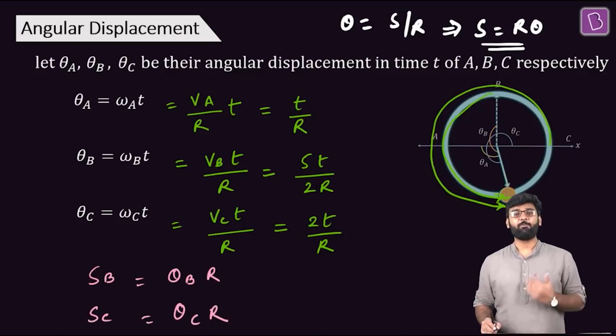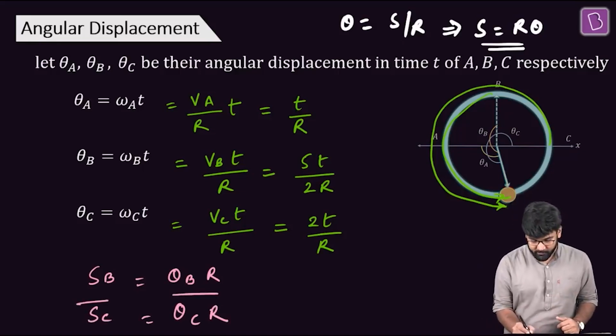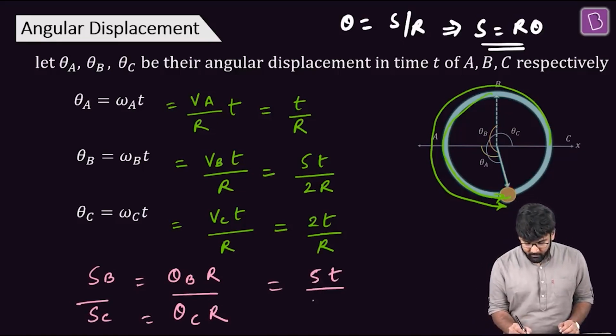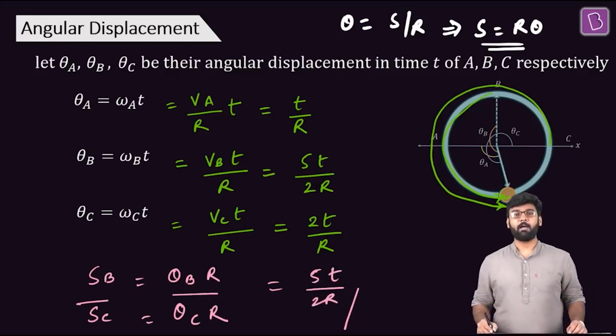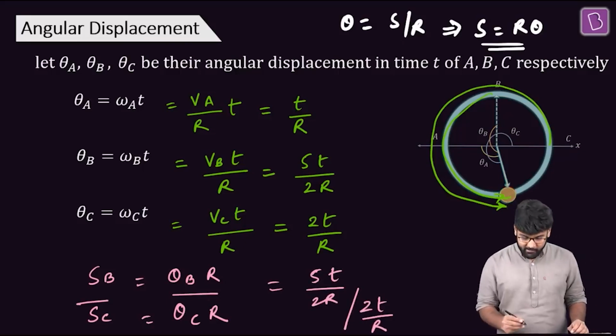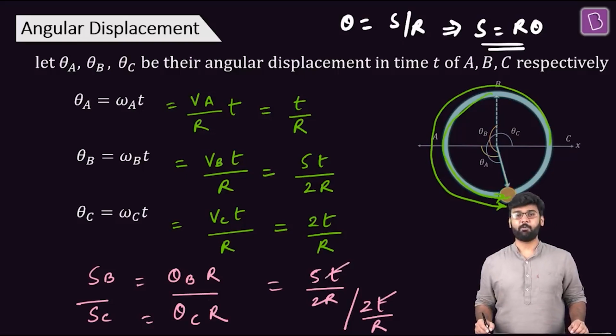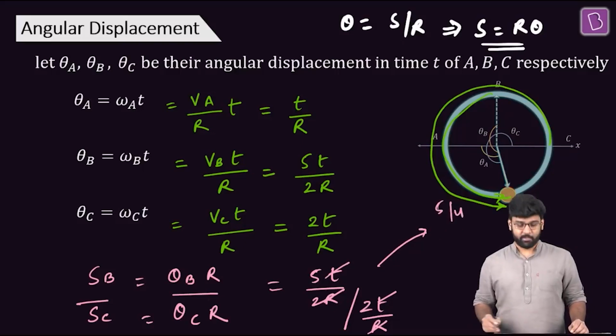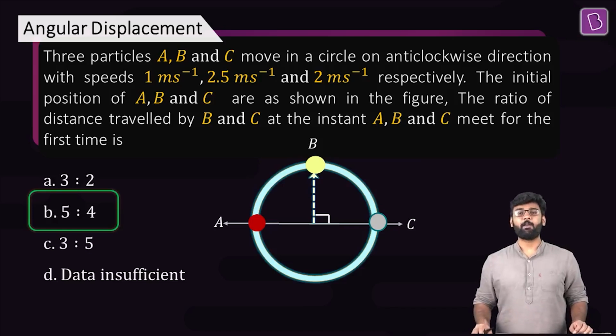And as we know, we need to find the ratio here. So let's divide these two terms. So we have theta B with us. Theta B is 5T by 2R and theta C is 2T by R. So cancel the terms first. T and T will get cancelled out. R and R will be gone. So when you simplify this, this comes out to be 5 by 4. That will be 5 by 4. So let's check the options now. You can see here option B, 5 by 4, is the correct answer for this question.